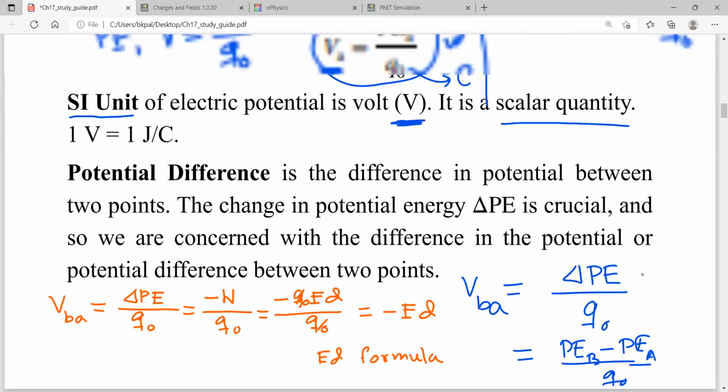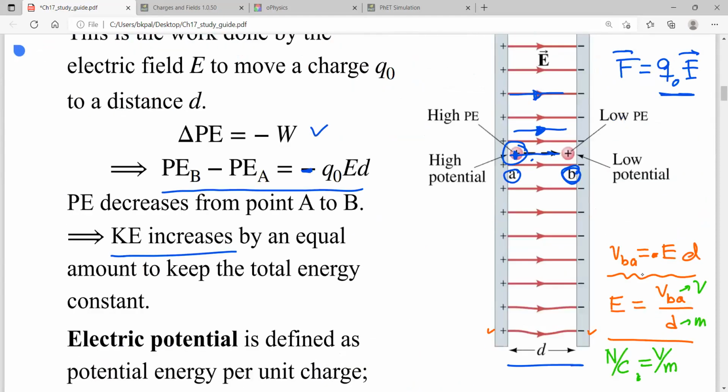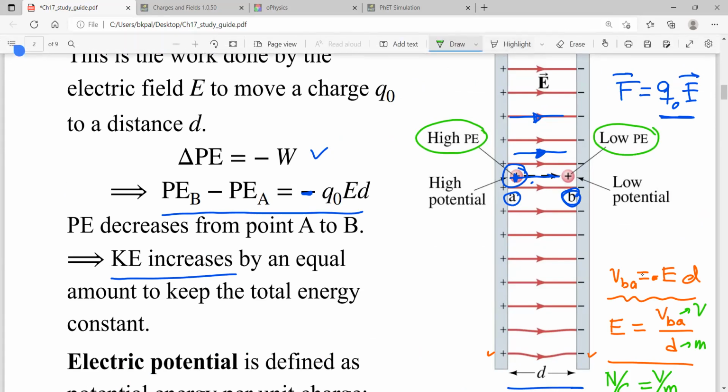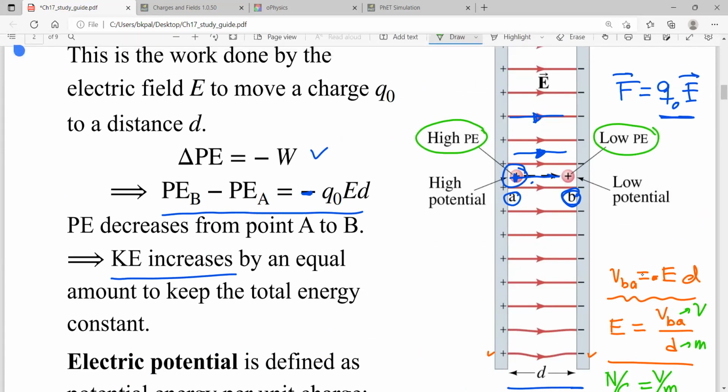The next thing I want to show you here: when you have a positive charge, that always means high potential, and negative charge means low potential. Here you see that this is the positive charge plate and this is the negative charge plate. So positive charge means high potential, negative charge means low potential.